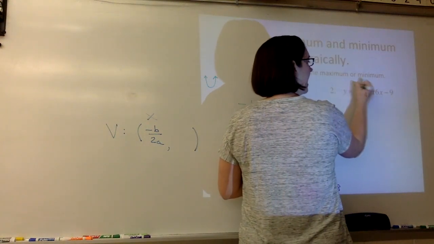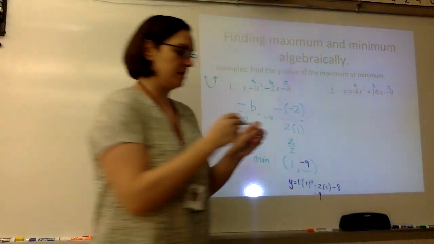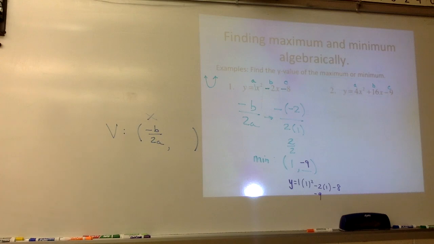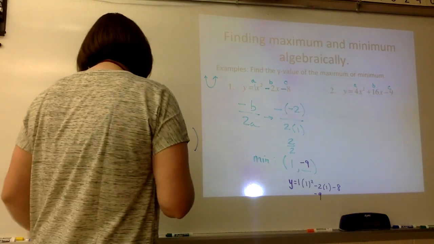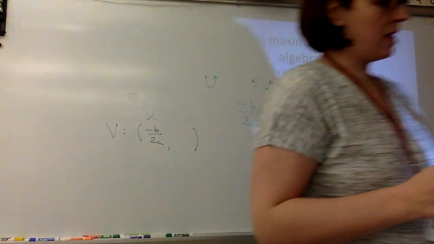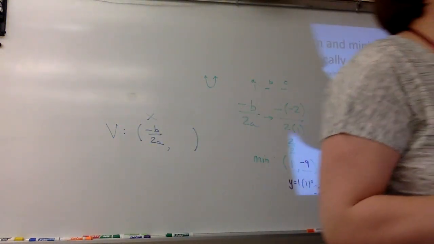So in this case, this is my A, this is my B, this is my C. Why don't you do this one? Figure out the vertex. Tell me if it's a min or max. Follow just like you did on the last one. When you're done, please do not turn the page.